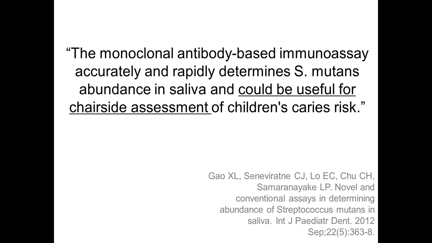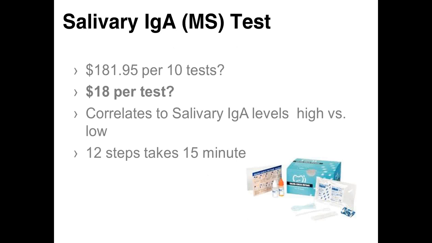The monoclonal antibody test accurately and rapidly predicts or determines the mutans abundance in saliva, and it could be useful for chairside assessment of children's caries risk in this one study that was published last year. I've seen reports that said it wasn't that predictive, but again, it's a test that if you wanted to use, it's available.